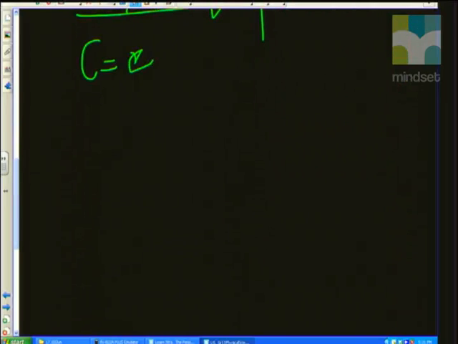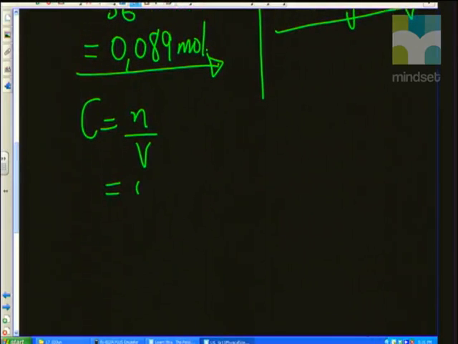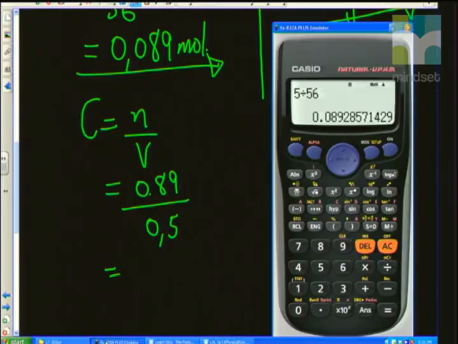Concentration equals number of moles over volume. That will be equal to the number of moles, 0.089, divided by 0.5, which is the volume. When you get to that point, don't worry yourself, you go to the calculator. I should not have erased that. 0.089 divided by 0.5. I should have just kept it there. Right, that is 1.78.